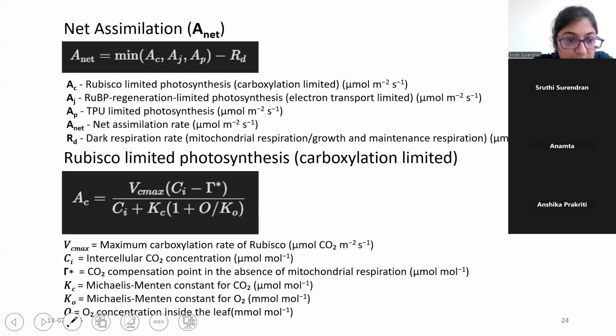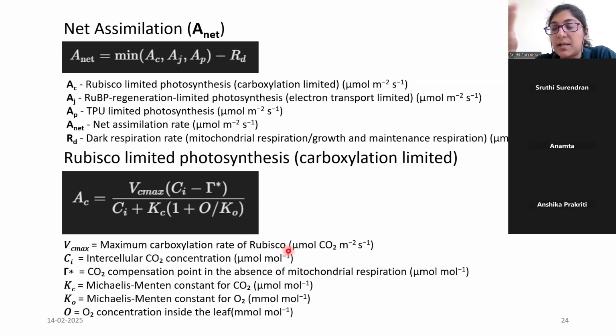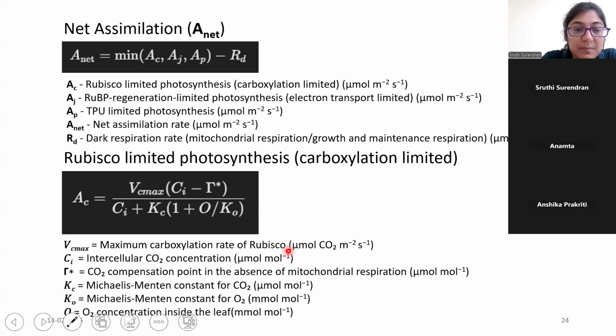So here we see that there is one term called Vcmax. Vcmax is nothing but the maximum carboxylation rate of Rubisco. So bingo, we were talking a lot about the Rubisco limited phase. What is the rate of carboxylation? This term Vcmax is giving us the maximum carboxylation rate of Rubisco in the unit of micromoles of carbon dioxide per meter square per second.